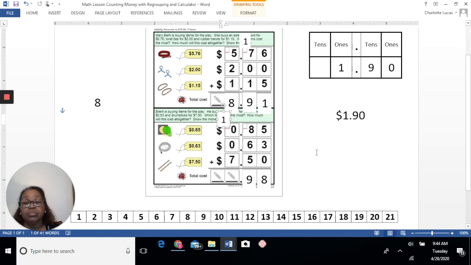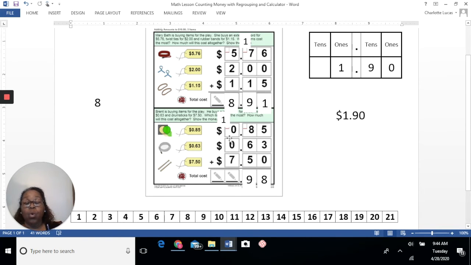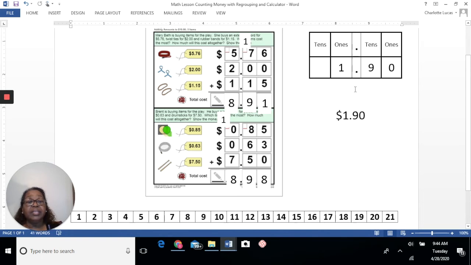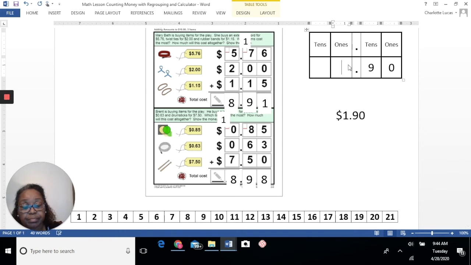All right, so let's see what our answer will be. We're going to add 1 plus 7. Start with 1 and add 7. 1, 2, 3, 4, 5, 6, 7. The answer is 8. We're going to move that 8 into place. And our answer is $8, 8 whole dollars and 98 cents.